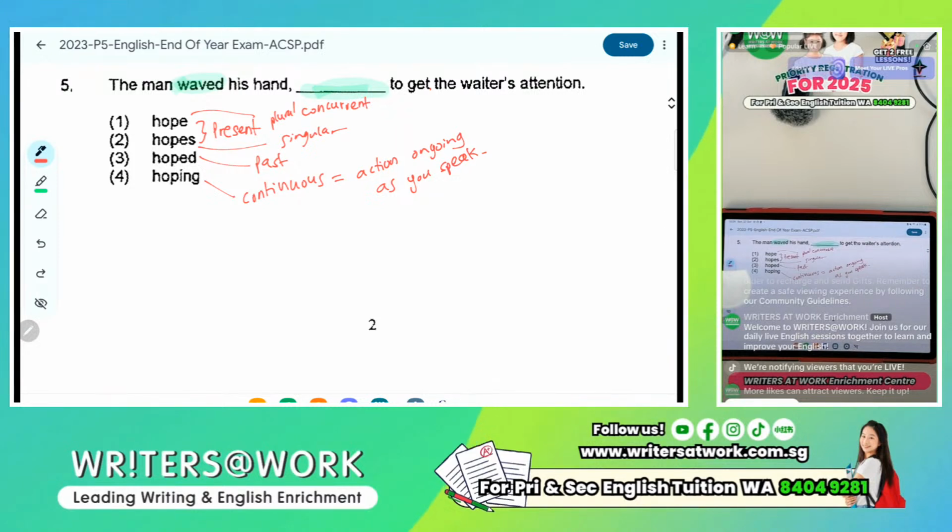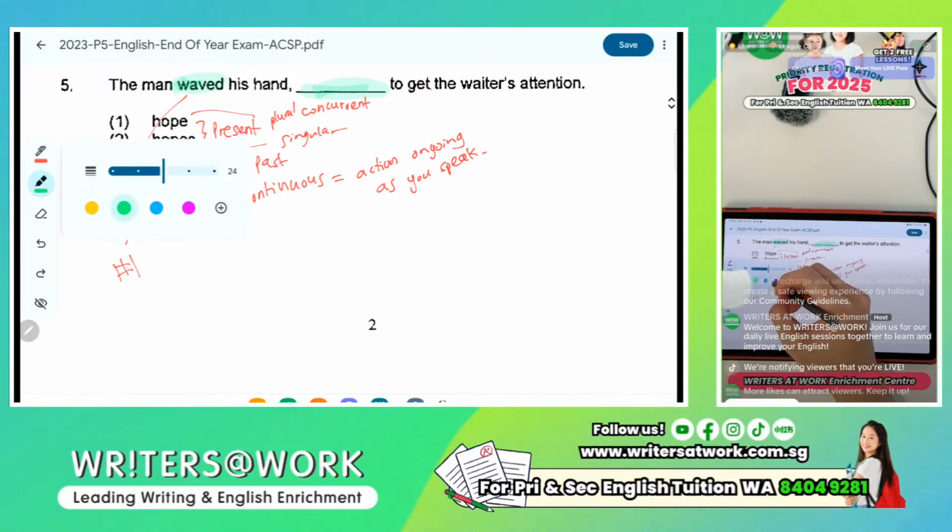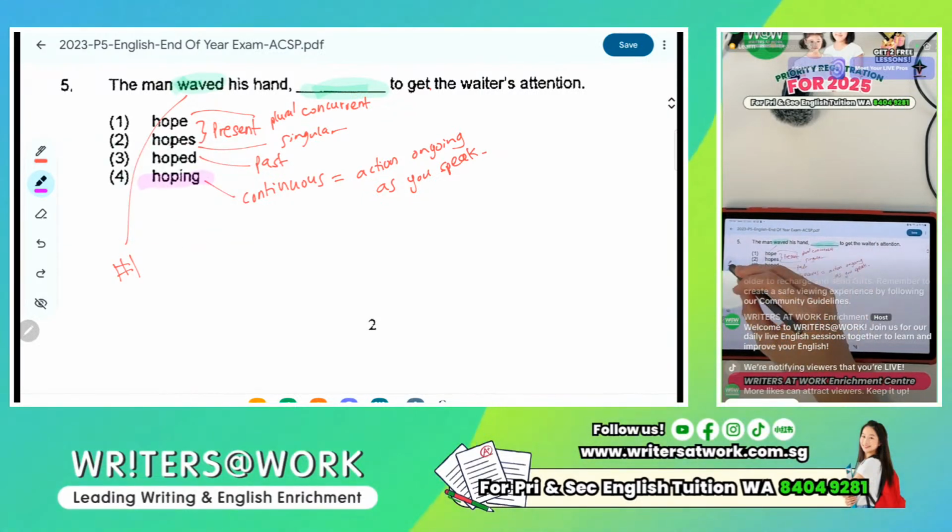Okay? So in this case, the man waved his hand first. This is action 1. And as action 1 was ongoing, action 2 occurred. So because of this concurrent activity, we will be using option number 4, hoping.